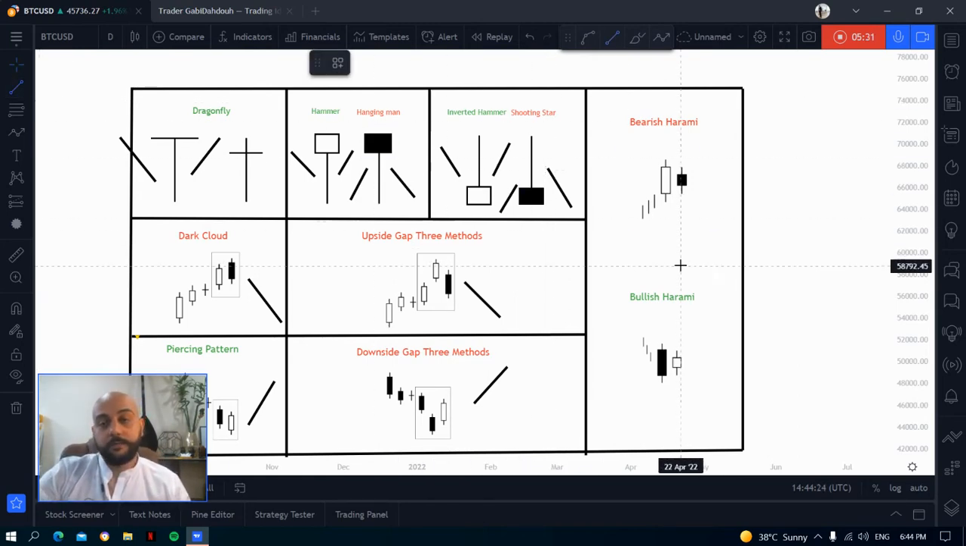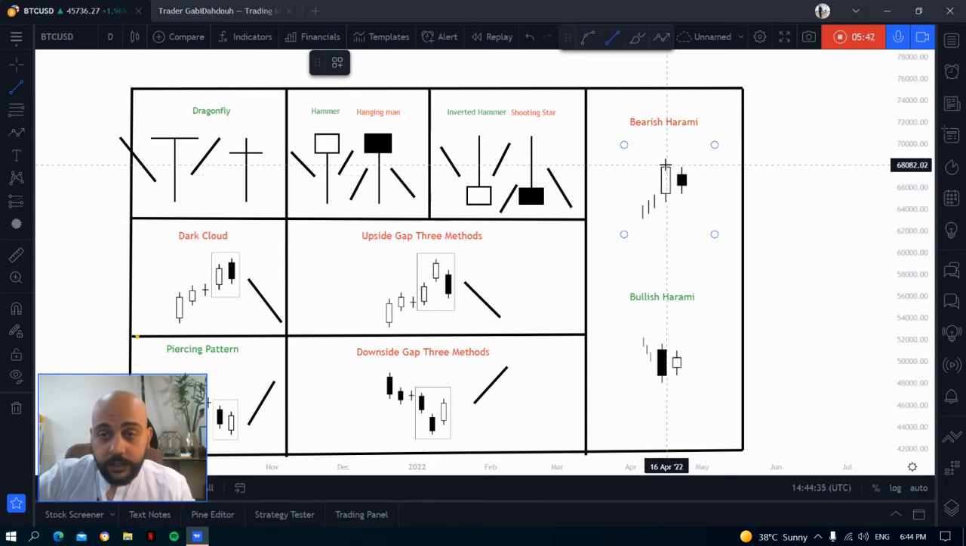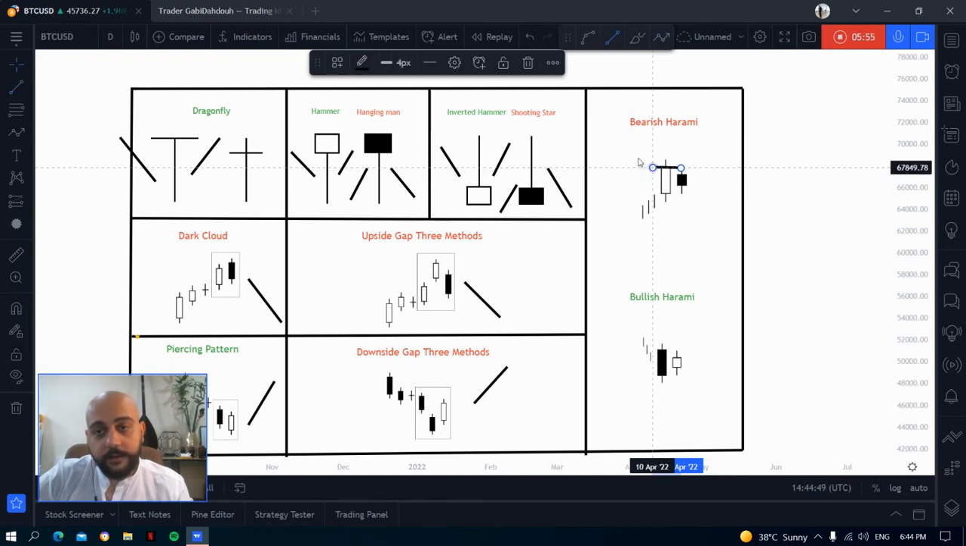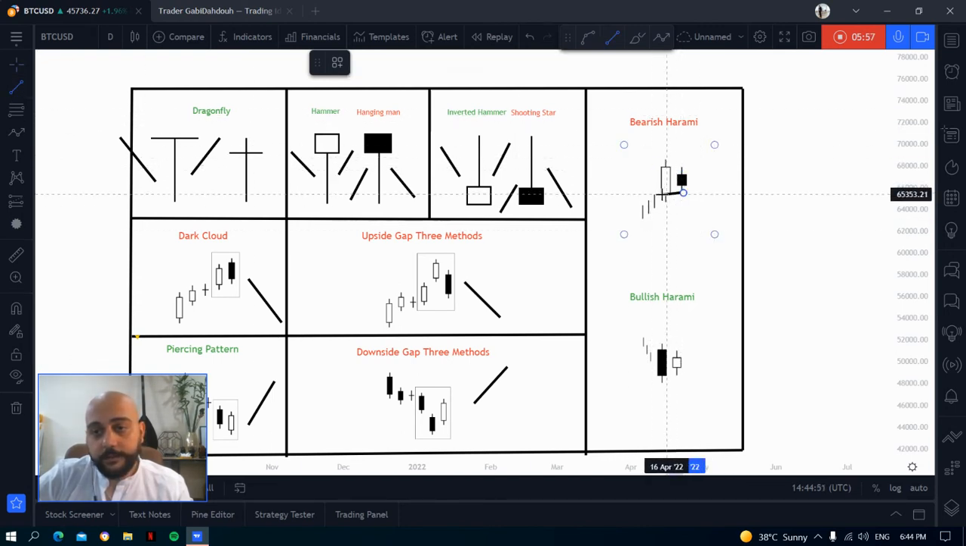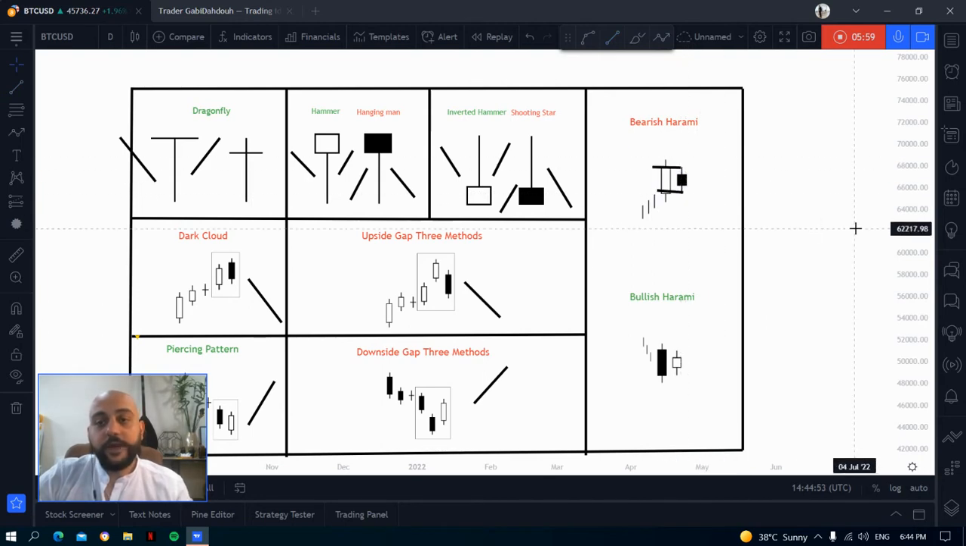So notice here how the market is going up, and then we have a big bullish candle, then a small bearish candle that's actually been eaten by the first candle. Notice this. We have a big white candle, then a small black candle. And notice how all the range, from top to bottom, is actually inside this. See what I mean? So it's in the range of that. And that's what is called a Harami pattern.